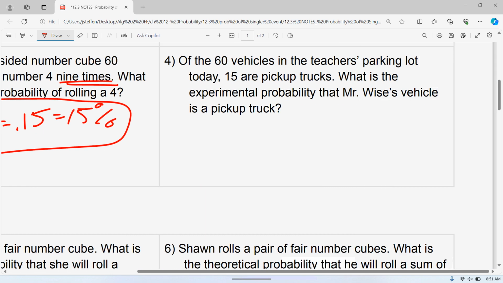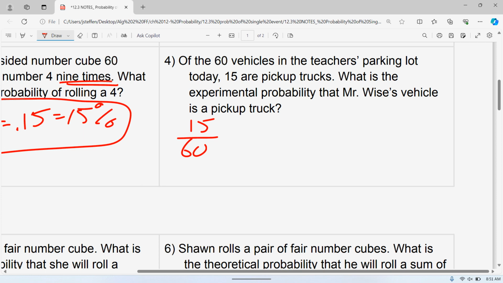Other things today, 15 are pickup trucks. What is the experimental probability that Mr. Wise's vehicle is a pickup truck? Mr. Wise. I worked with him for 1 year at Goshen. He's a character, for sure. So there are 60 vehicles total. What do we want? We want one of them to be a pickup truck, so 15 out of 60.